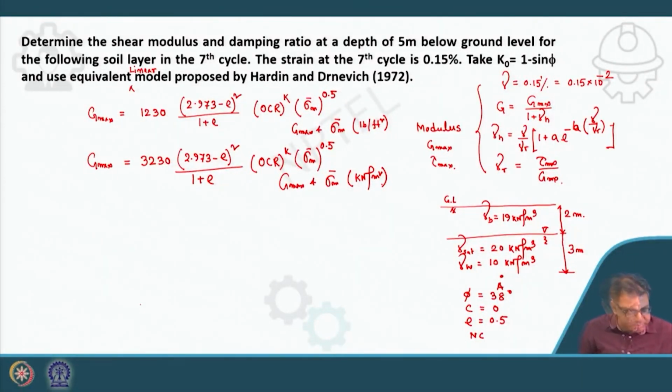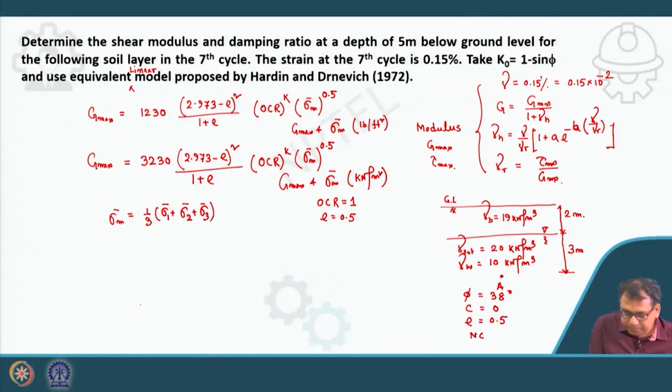Okay, so now for this Gmax, what is the OCR value? OCR value is equal to 1 because it is normally consolidated soil. So your e value is equal to 0.5, as given. Now I have to determine the sigma m bar. What is sigma m bar or dash? That is given as 1/3 of sigma 1 bar plus sigma 2 bar plus sigma 3 bar.